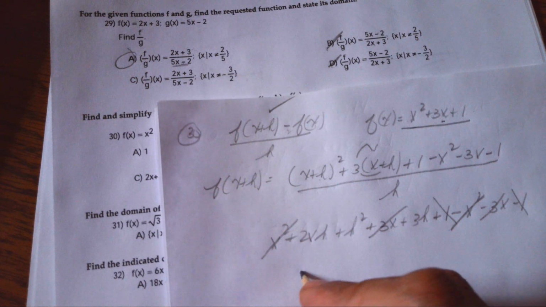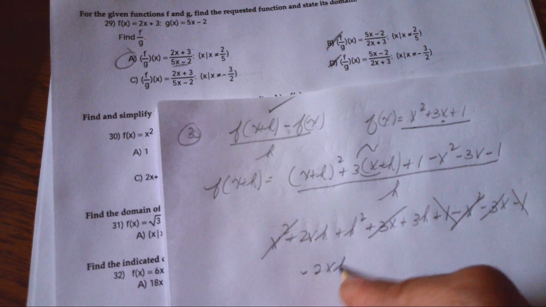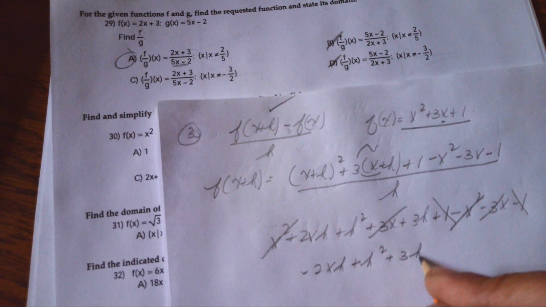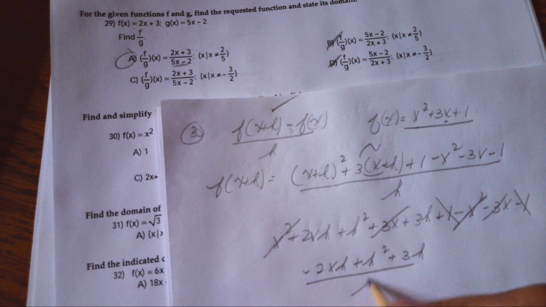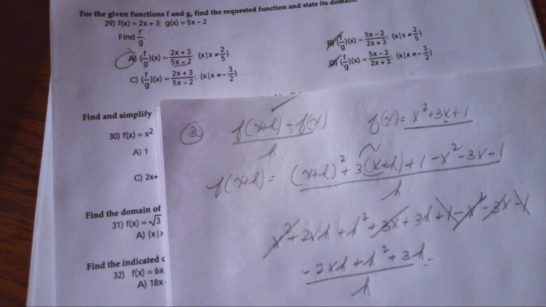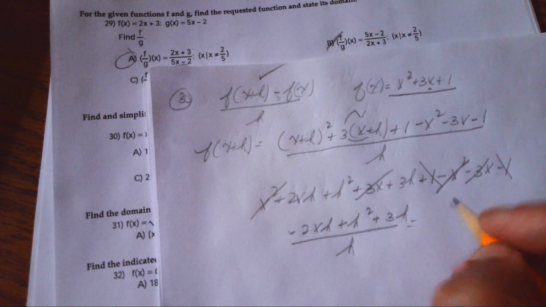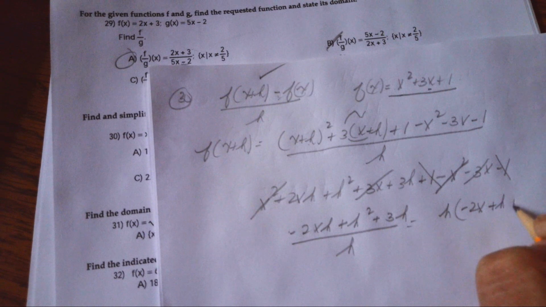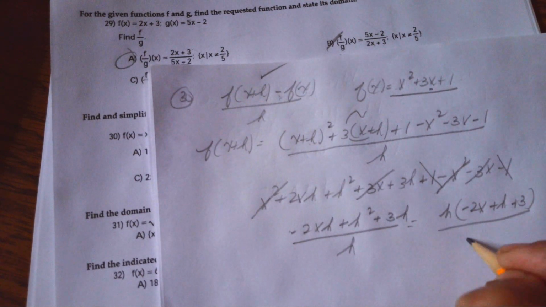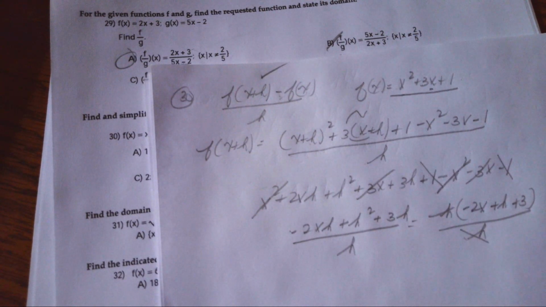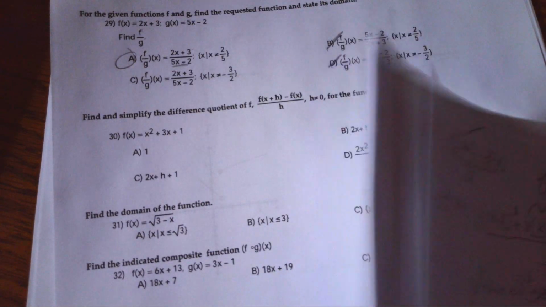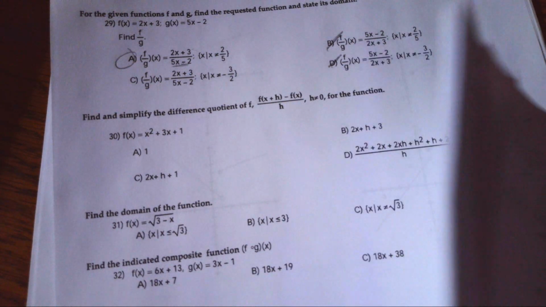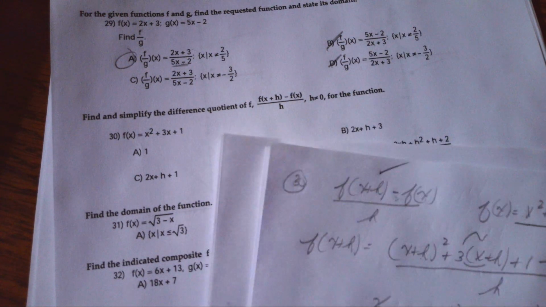So I'm left with 2xh plus h squared plus 3h, all just divided by h. And once again, if I've done this properly, I should have a common factor of h in the numerator. h times 2x plus h plus 3, divided by h. And finally, the h's cancel out. And number 30, letter B, and what do we got here?